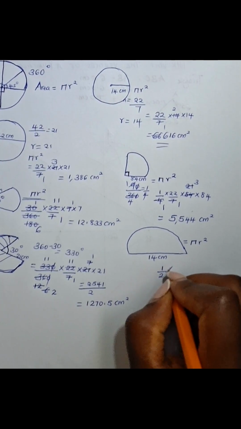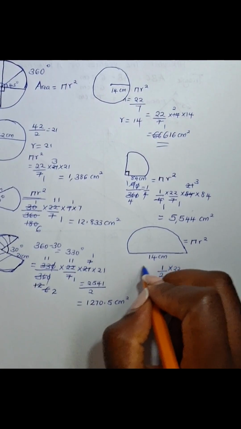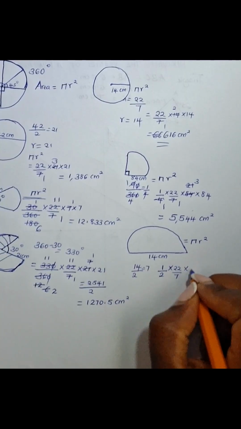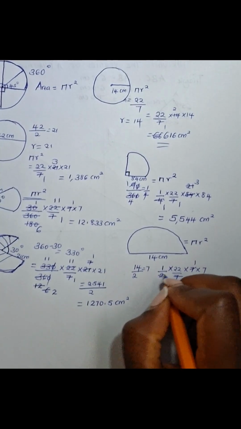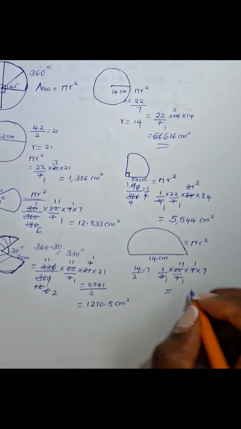So a half times 22/7, 14 is the diameter, so you divide by 2. So 14 divided by 2, you get 7. Then you multiply by 7 by 7. So by 7, 1, by 7, 1. By 2, 1, by 2, 11. So the area of this semicircle is 77 centimeters squared.